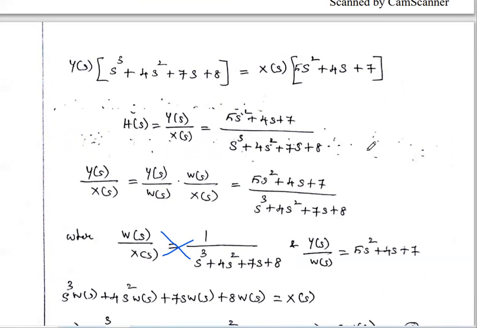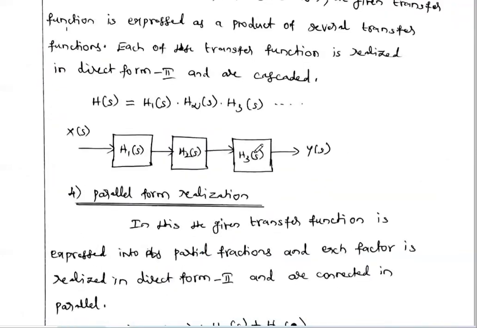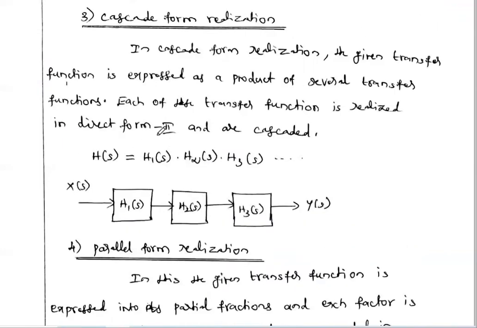So in this cascade form realization, this third order system we are going to split into three single order systems. H(s) we have to express as a product of H1 into H2 into H3, where H1, H2, H3 are single order transfer functions. We have to realize H1, H2, H3 individually in direct form 2 method. And finally, the three diagrams we have to connect as per this block diagram. This connection we call a cascade form realization.